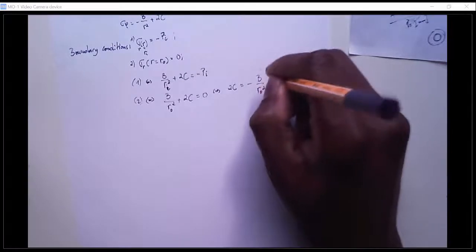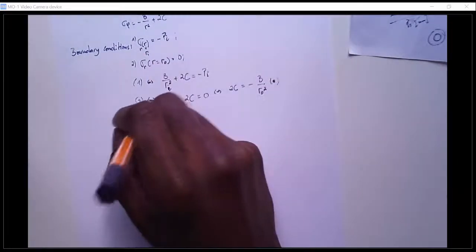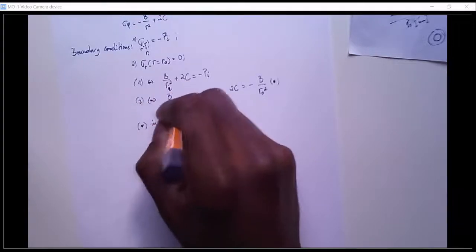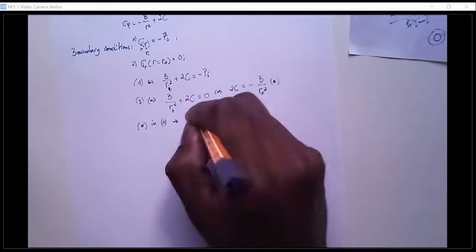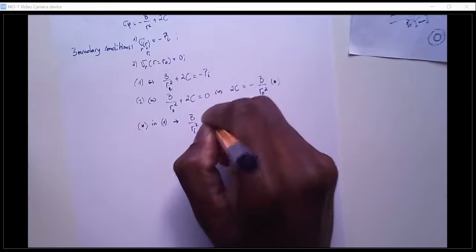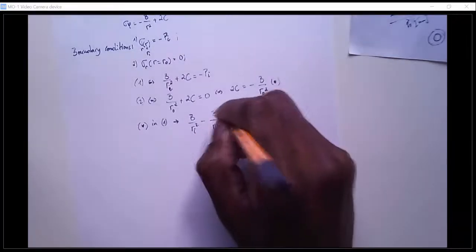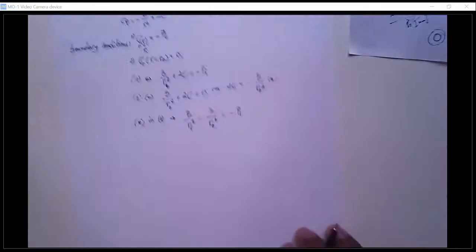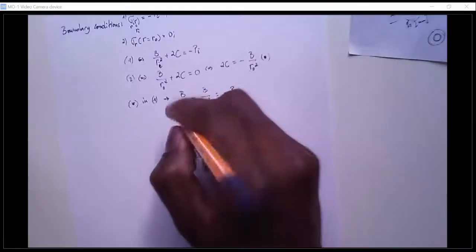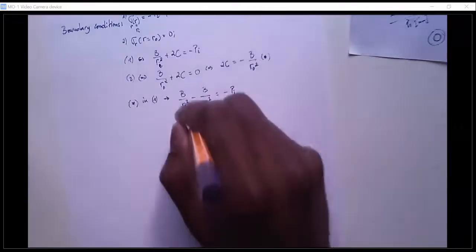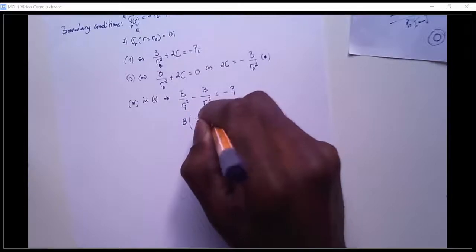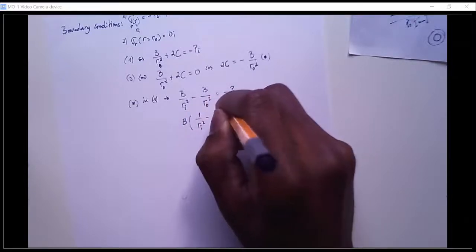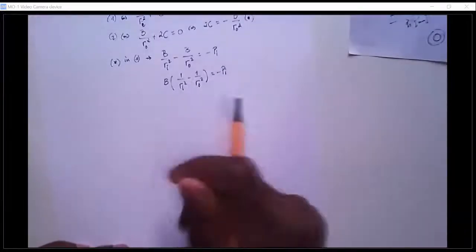Let's call it asterisk, and we're going to put asterisk in equation 1. Asterisk in 1 leads to b divided by ri squared minus b divided by ro squared equals minus pi. Again, we're looking for b here. So we're gonna factorize b: 1 divided by ri squared minus 1 divided by ro squared equals minus pi. In this way, we can actually find b already.